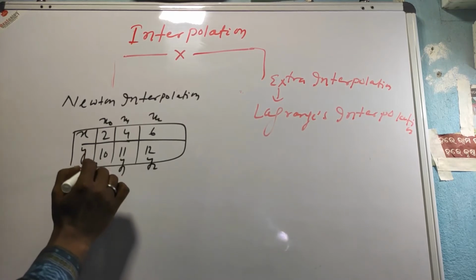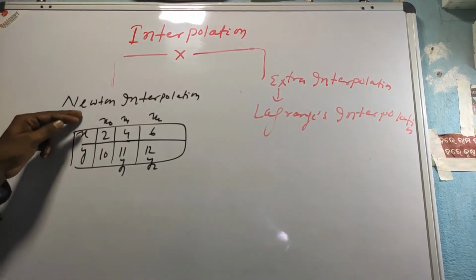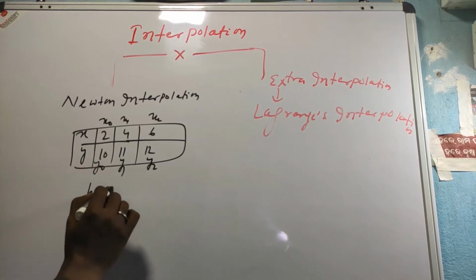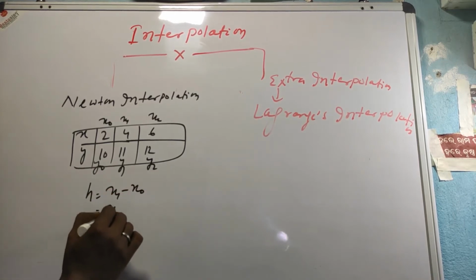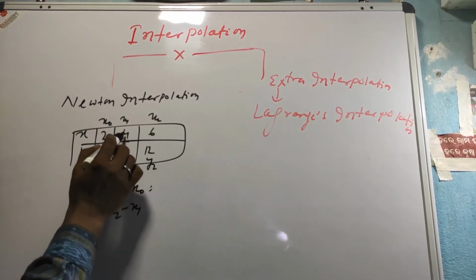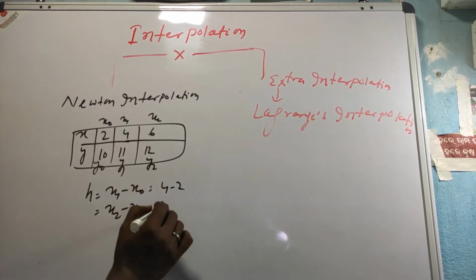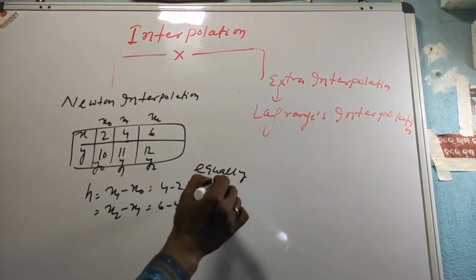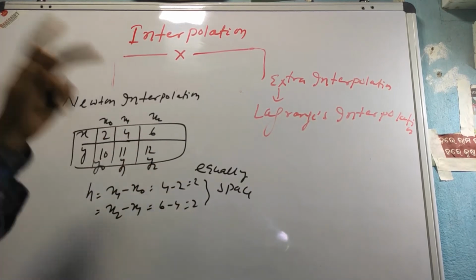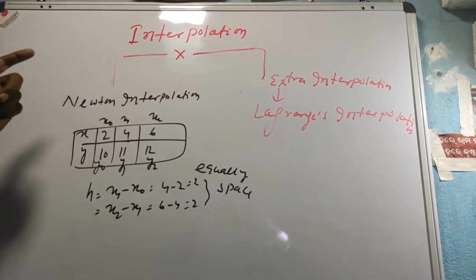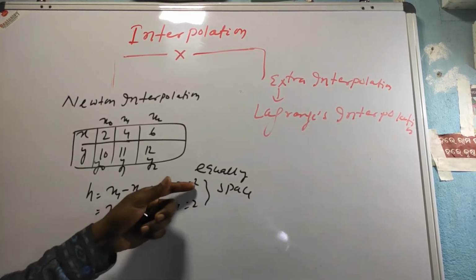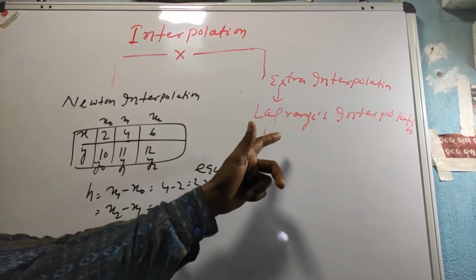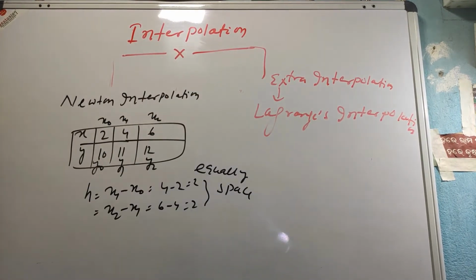In this case y is not considered for interpolation, whether it is applied in Newton or Lagrange. First of all, the formula is x1 minus x0 and x2 minus x1: 4 minus 2, and x2 is 6 minus 4. The subtraction values are equal, which is called equispaced or equal space. If the subtraction value is the same, you can be sure to use Newton interpolation. But if the subtraction value is not the same, then you apply Lagrange interpolation.